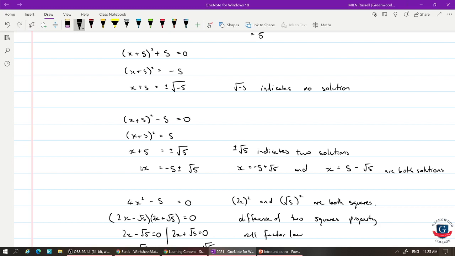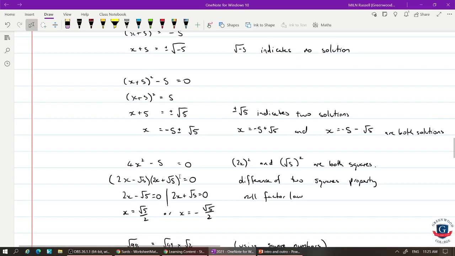And we now know that in this case the roots would be at negative 5 plus root 5 and negative 5 take root 5. This being the line of symmetry and this being the distance from the line of symmetry.